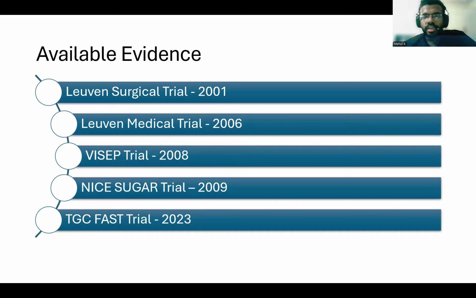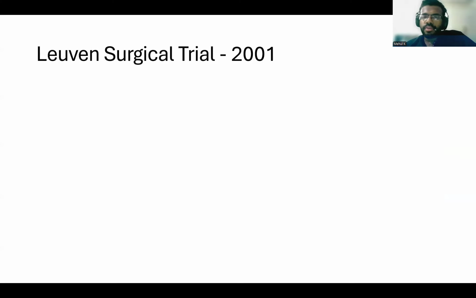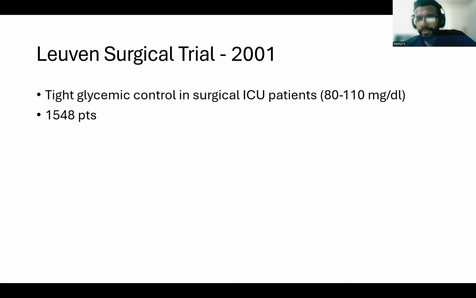What I would like people to know is that the Leuven surgical trial, the Leuven medical trial, and the TGC-FAST trial were done by the same group, a single center in Belgium. So we'll start with the Leuven surgical trial. This was a single center study done in Belgium, and they recruited a large number of patients, 1,500 odd, all surgical ICU patients, and they looked at the benefits of tight glycemic control.